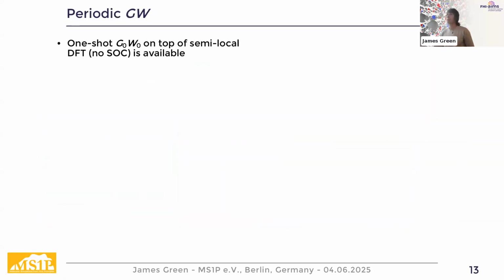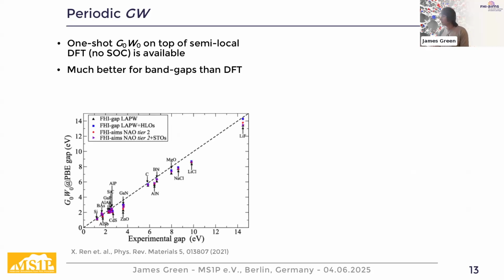In periodic GW, we just have one-shot G0W0. A general use case for this is to provide corrections or more accurate band gaps than DFT calculations. So in this figure here, you can see from this implementation paper from Jinggu Ren, whose group also has done a large portion of the implementation of GW in FHI-aims, a comparison between the FHI-aims calculation and a plane wave code, as well as a comparison to experimental band gaps for these materials, showing a good comparison.